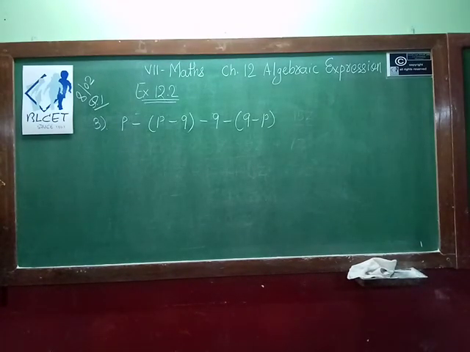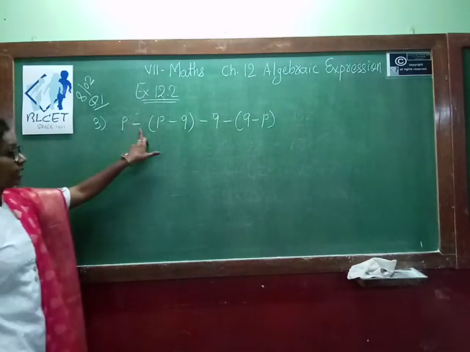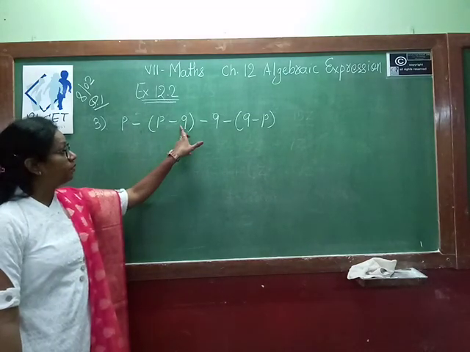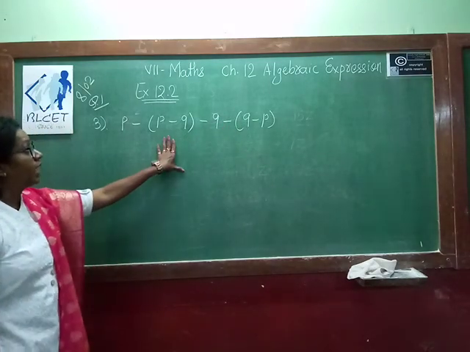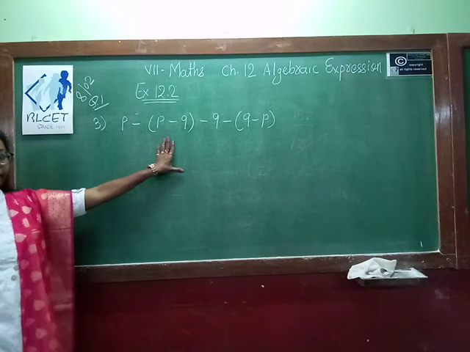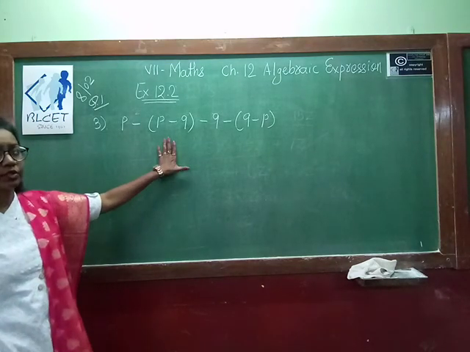Now see the third question. The question is p minus (p minus q) minus q minus (q minus p). So first of all we have to open the bracket, then we have to find the like terms, then we do the addition or subtraction.